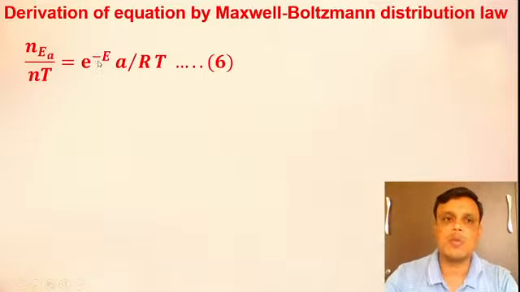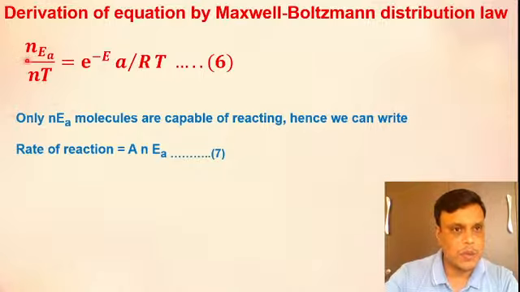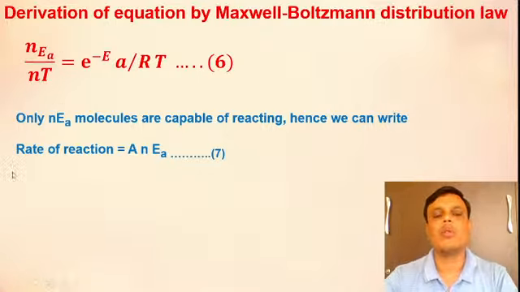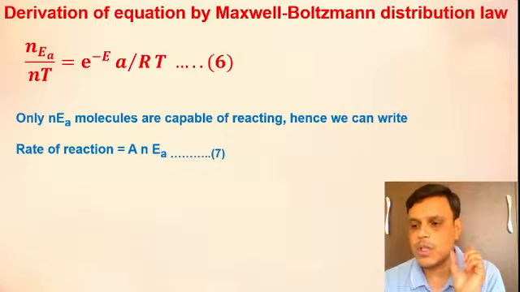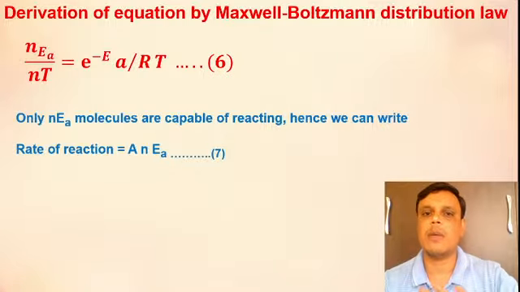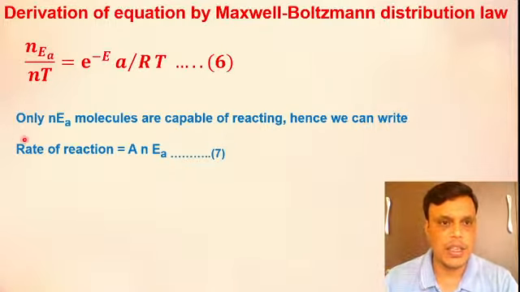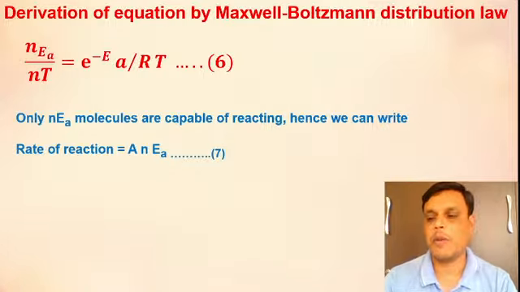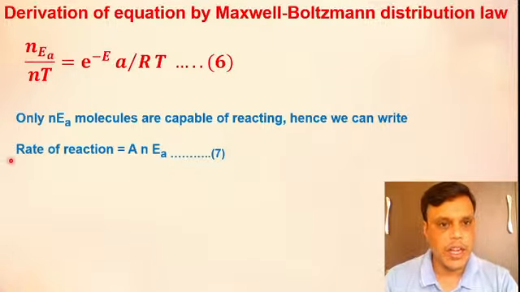Now in this equation, only NEA molecules are capable of reacting, hence we can write the rate of reaction. According to this equation, NEA molecules means those number of molecules which can take the energy of activation, and those molecules are capable of reacting. What is the meaning of this NEA? Those molecules which can get the minimum amount of energy, that is the energy of activation EA, only those molecules are capable of reacting. Hence according to this we can write the rate of reaction is equal to EA NEA.